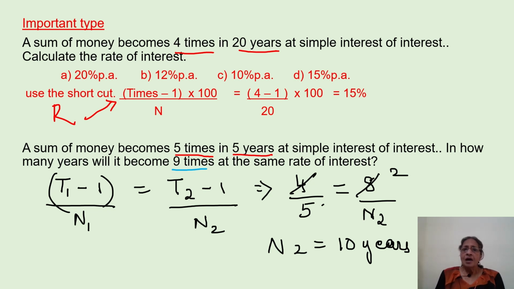Understood? Why have I not found the rate here? Because there is no need. The rate again would be used for the second part. The first part, if you're just asked for the rate, then you can do it by the first method, whose formula I have given you. But here, since we have got twice, that is 5 times and 9 times, one number of years given as 5 years, and we need to find the second number of years. Straight away just equate it and get your answer. All right.